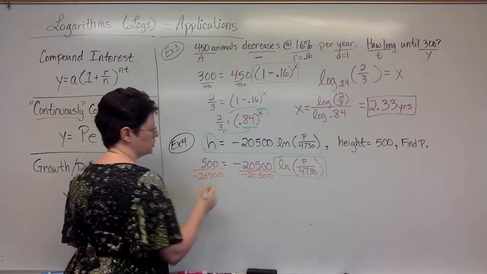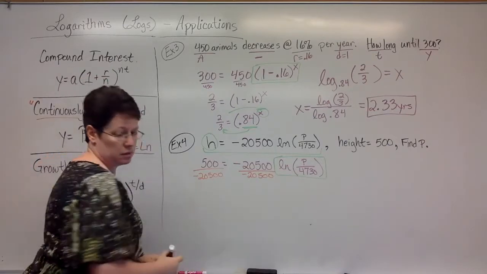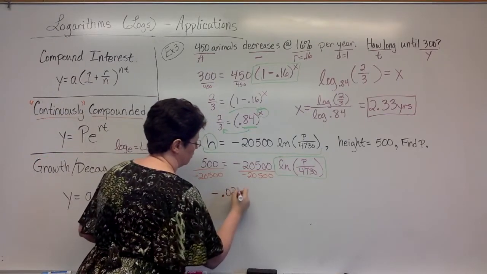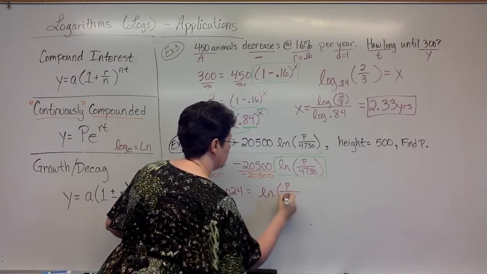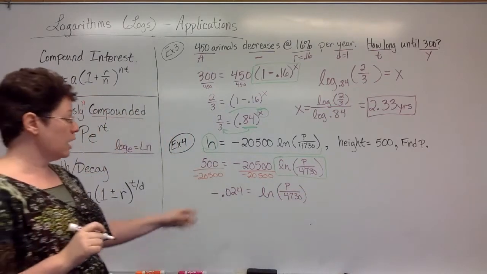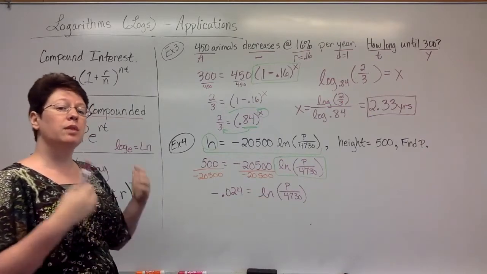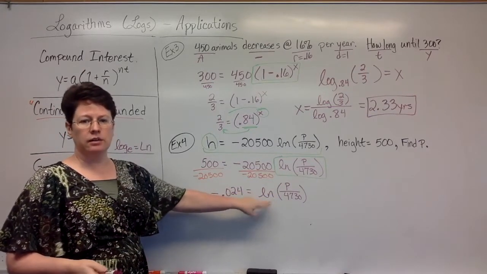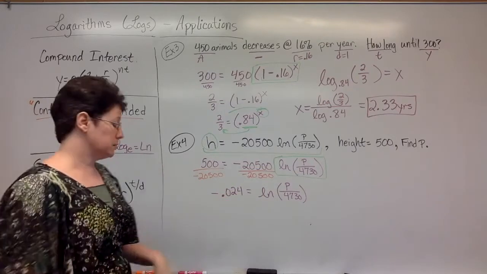And we can get a decimal or a fraction. Either way, I did this one in a decimal because it was so big. And it is a negative 0.024. That equals ln of P over 4730. Okay, so now my natural log is by itself. Where is the x? What am I looking for? P, and it is where? Inside the log. So if it's inside the log, I have to do what? Turn it into an exponent.